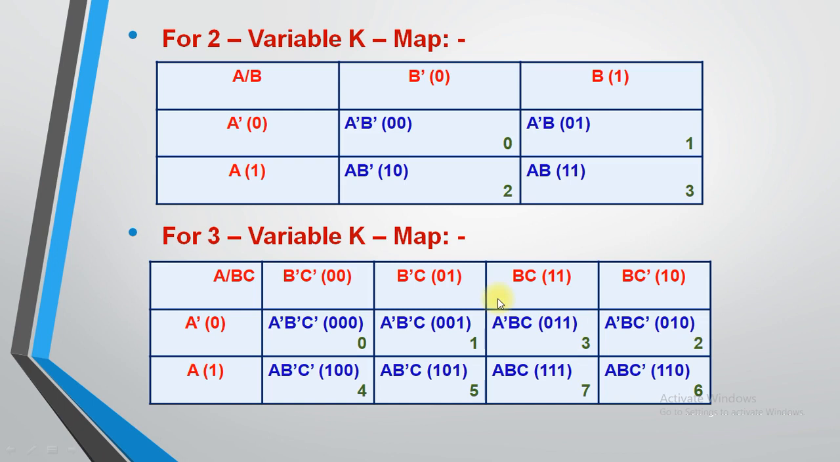So what you need to do? 0, 1, 2, 3. 4, 5, 7, 6. Let us repeat 0, 1. Instead of 2, you need to write 3 first and 2 later on. Then 4 again, 5. These 2 columns remain as they are. You need to twist only the last 2 columns when you form a 3 variable K map. That is a rule only, right?